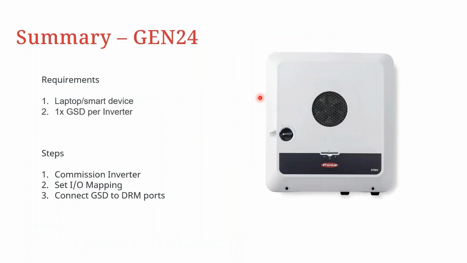Okay, so just to summarize, the only thing we need is a laptop or a smart device, and we need to have one GSD per inverter. So you cannot daisy chain all the Gen24s together. You'd have to have one GSD per inverter. And the steps were simply commission the inverter, set the IO mapping, and then connect the GSD to the DRM ports.